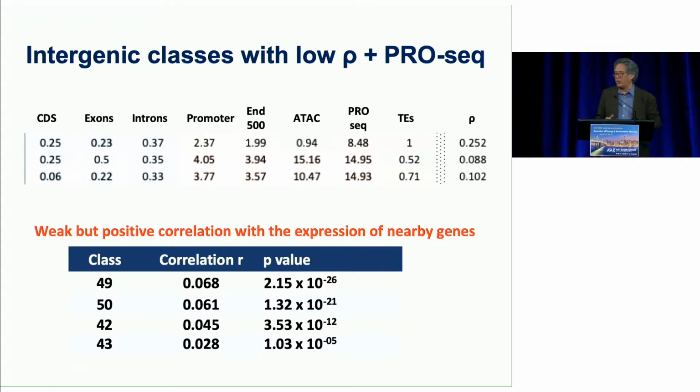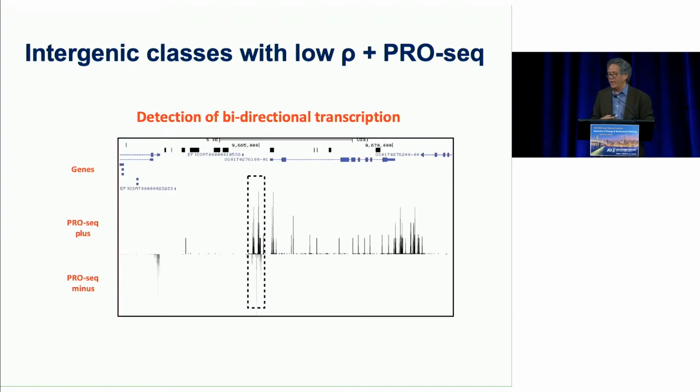This class, we're still not quite sure what to make of it. These have low rho values, but what they have is a high PRO-seq value. So there's a lot of active polymerase in these classes. And what we've shown is that there's a weak but positive correlation of the presence of these classes with expression of nearby genes. And you can see the numbers there of the correlation. Even though the correlations are low, they're quite significant. And one of the features of this is that if you look at the PRO-seq data, you're seeing bidirectional transcription from the active polymerase, as shown in the box plot here. Both the plus and minus strand show evidence of transcription.